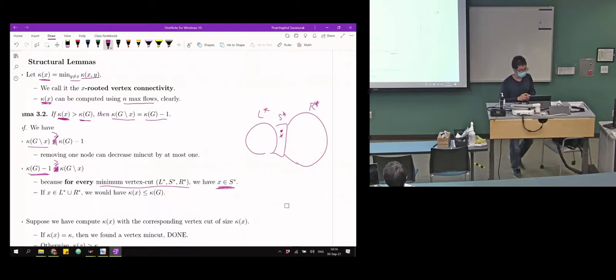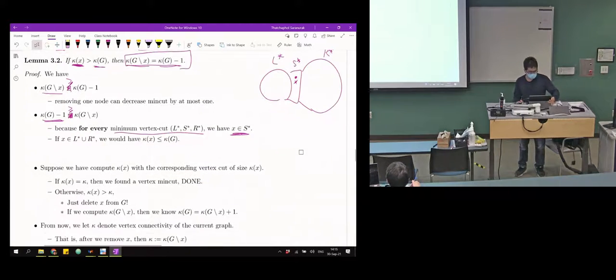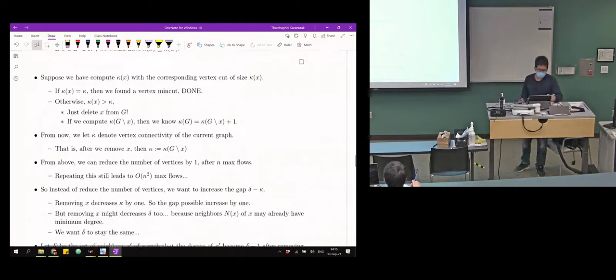Okay. So you remove x, the min cut is reduced by 1, and the min cut cannot reduce by more than 1 either. So you know exactly that after you remove x, the size of the min cut is reduced by exactly 1. This is good to know.